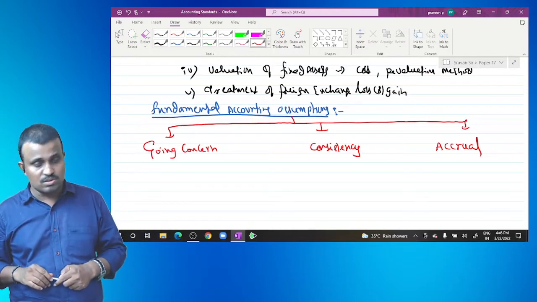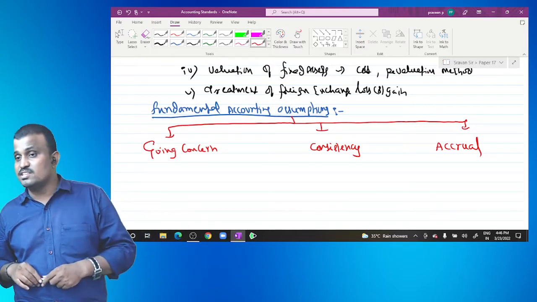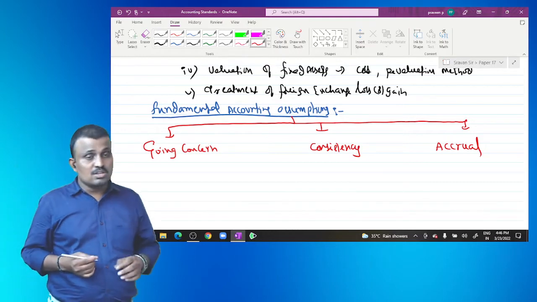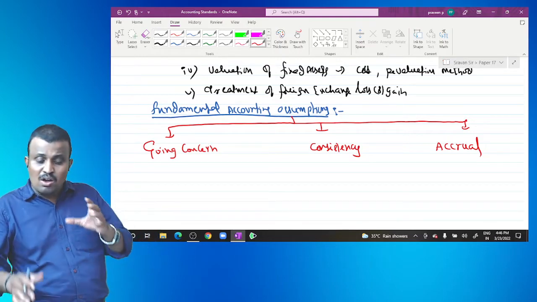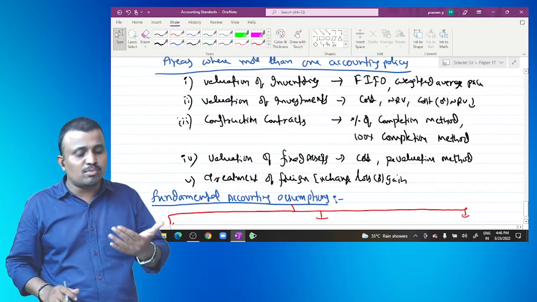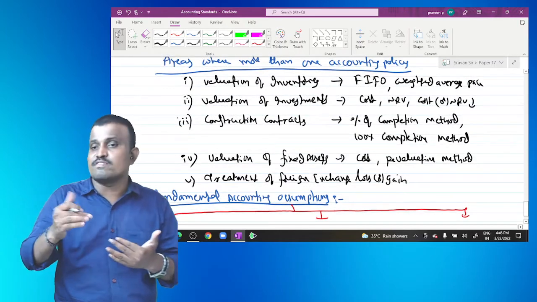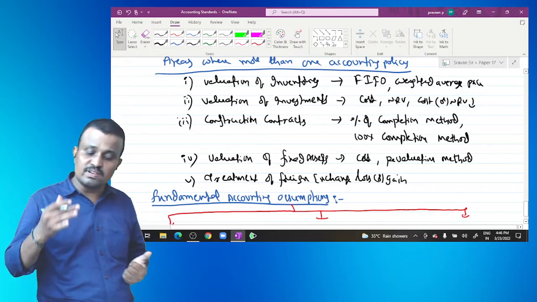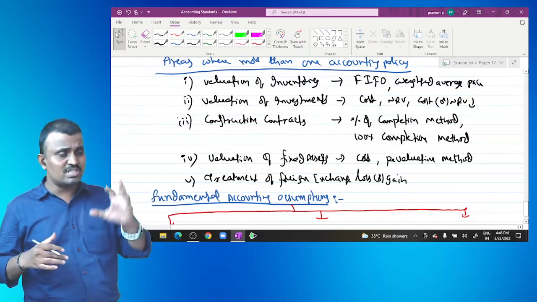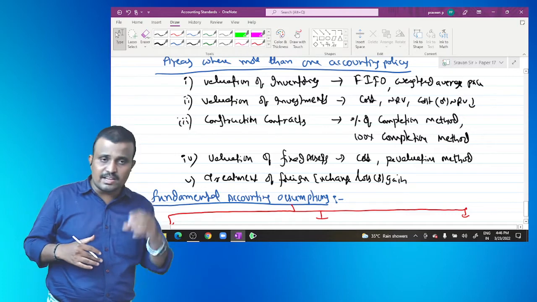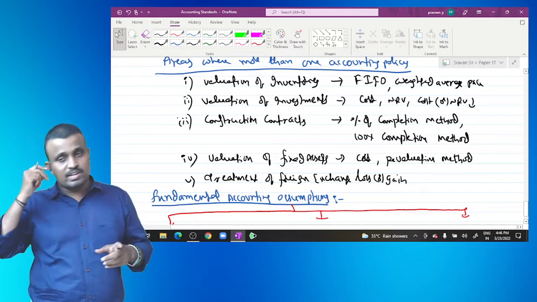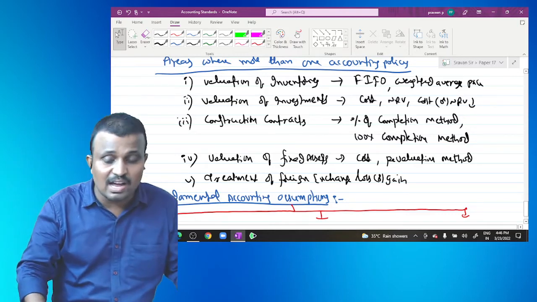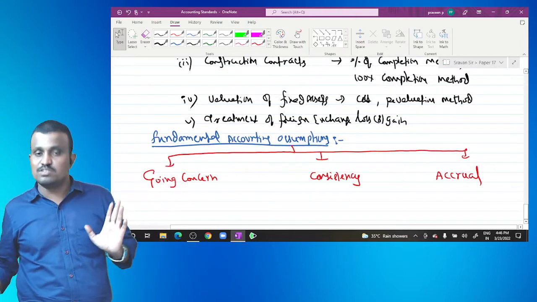Then the second one is relating to consistency. As the name says, you have more than one accounting policy in a number of areas, coming to inventory, investment, goodwill, fixed assets, etc. If you select any one of the areas, then we have more than one accounting policy. We have a free hand to select any one of the accounting policies.